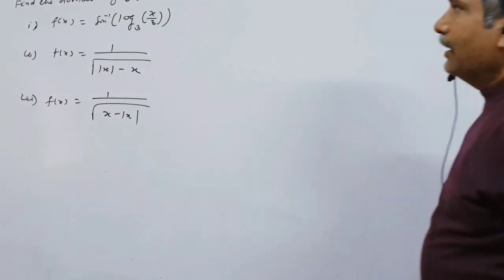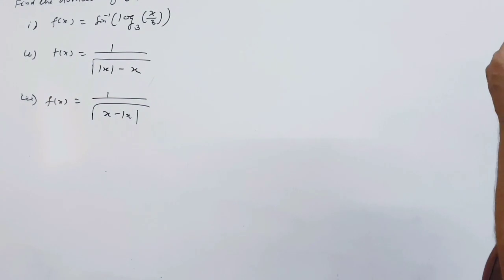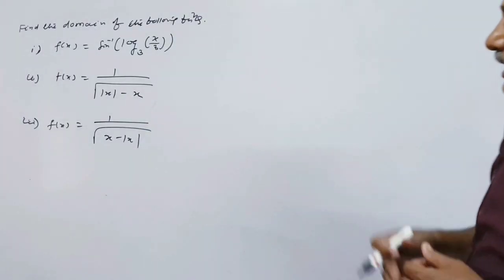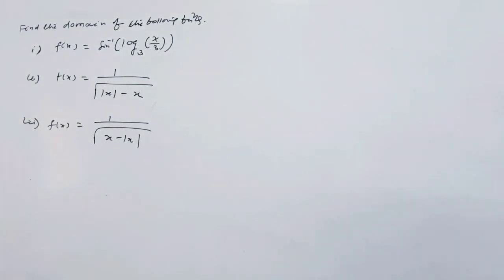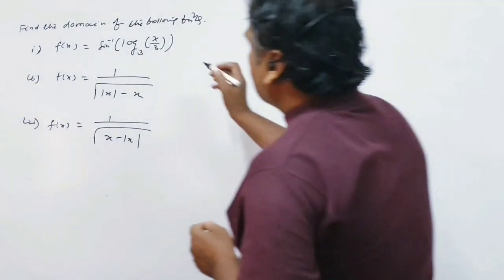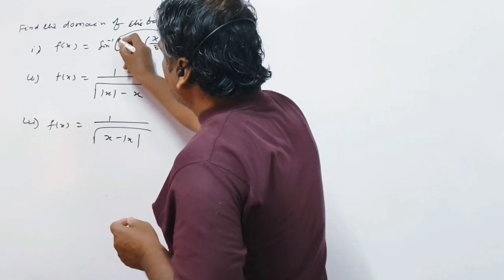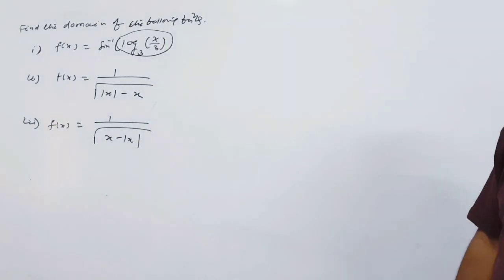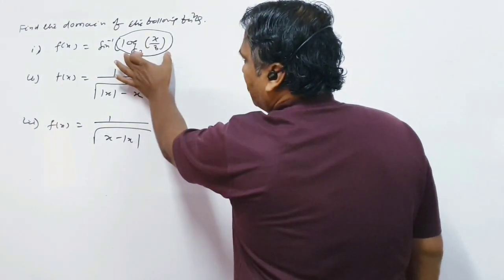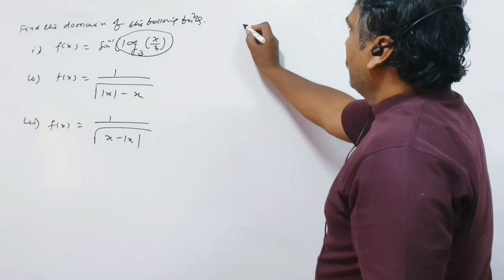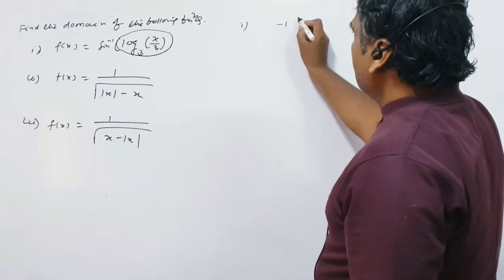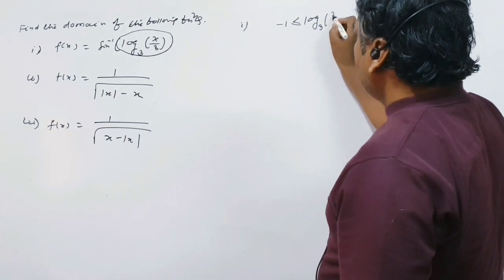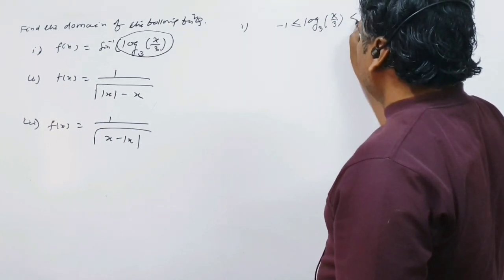So find the domain of the following function. Now the first one is given. This is a function, a composite function, which I discussed in the last class. Let us say this is x. According to the definition of the domain of sin x, it lies between minus 1 and plus 1. The first condition is minus 1 is less than or equal to log base 3 of x by 3, which is less than or equal to 1.